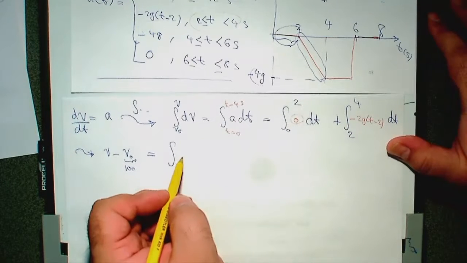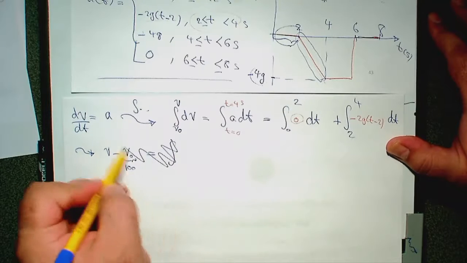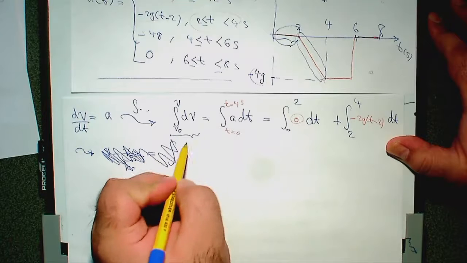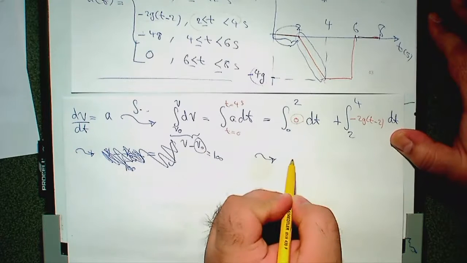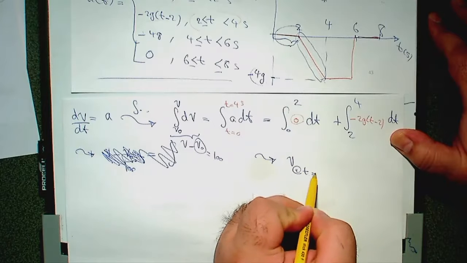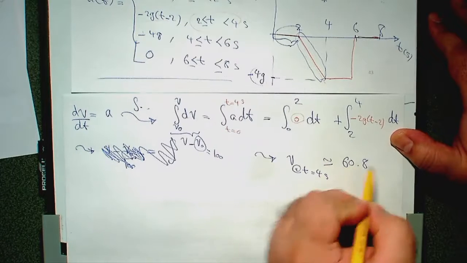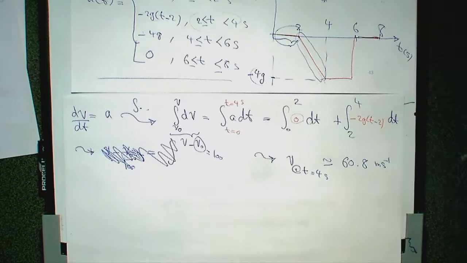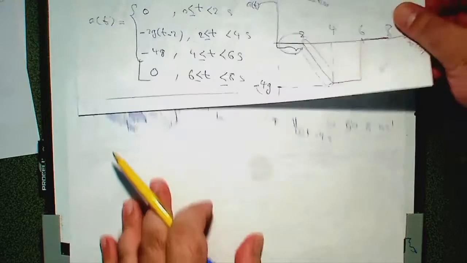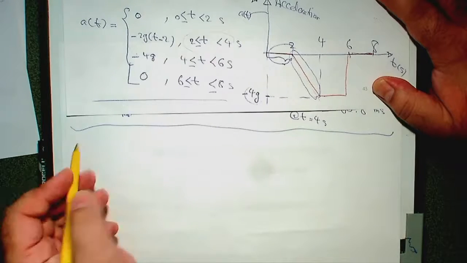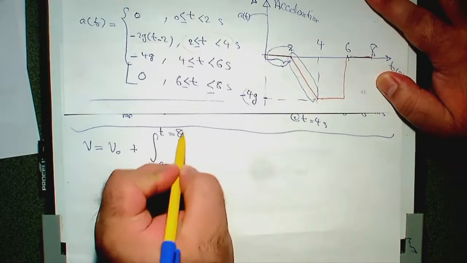Then if you replace it, you will come up with, I just write the final answer for you. Okay, final answer. It's 6 meters per second. Is it clear? The next part is exactly the same thing. It asks for the V at which time? 8.